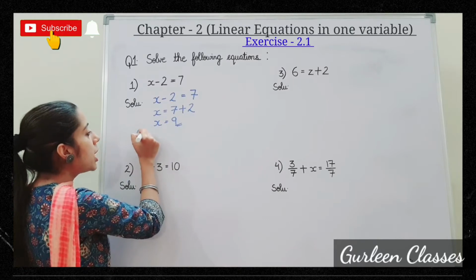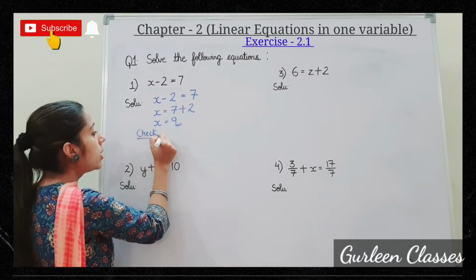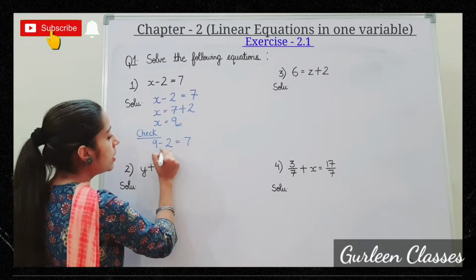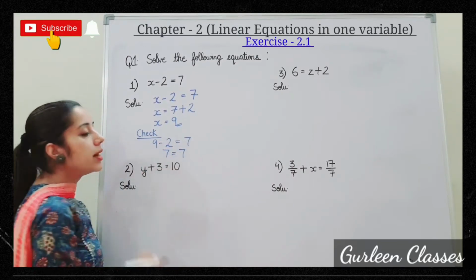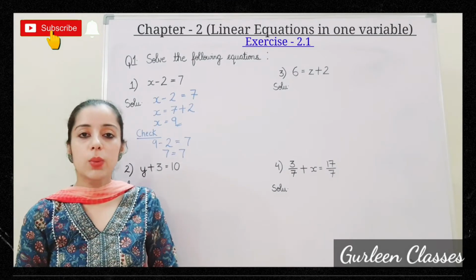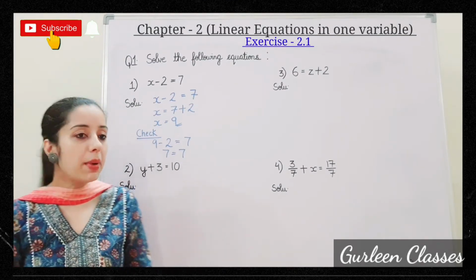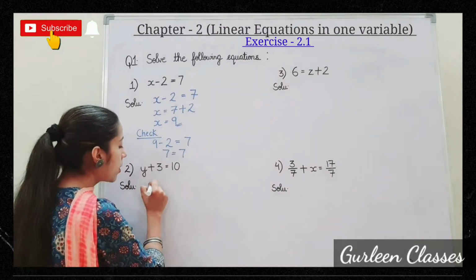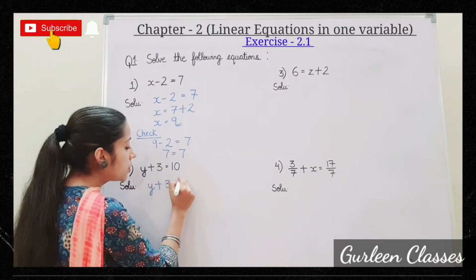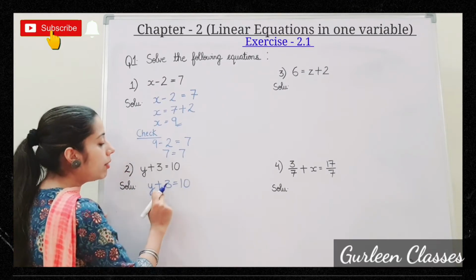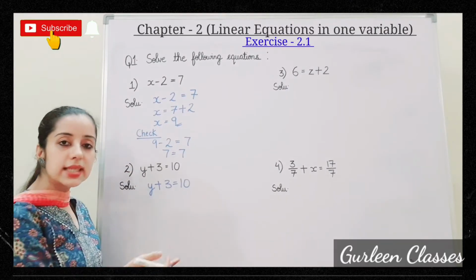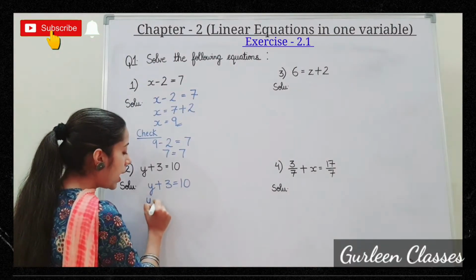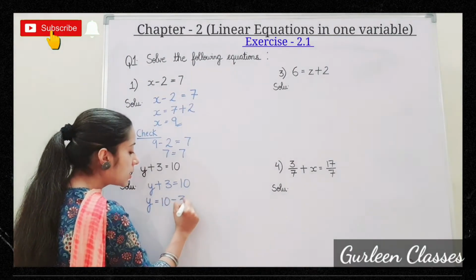So how to check whether your answer is correct or not? Substitute the value. 9 minus 2 is equal to 7. 7 is equal to 7. LHS and RHS both are equal, hence verified. Second part, y plus 3 is equal to 10. First step, you will write down the equation. Y plus 3 is equal to 10. Now we will transfer 3 to the right side. Plus will become minus. So right here, y is equal to 10 minus 3.